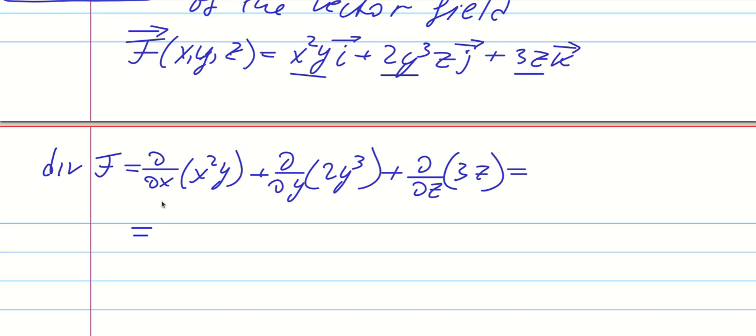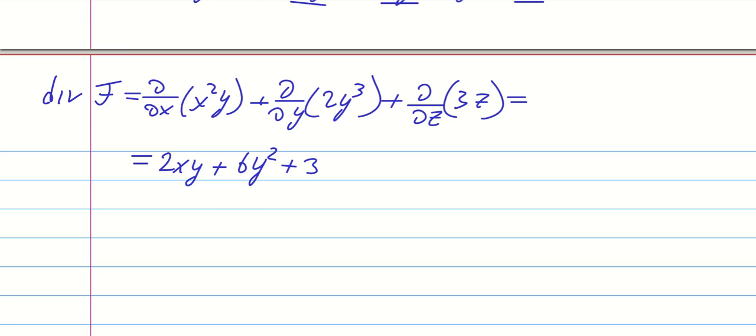So what do we get as an answer? We get 2xy plus 6y squared plus 3. That's the divergence of f for this vector field. And to calculate the curl, we can think of it as a determinant of the matrix, unless we want to memorize this long formula.